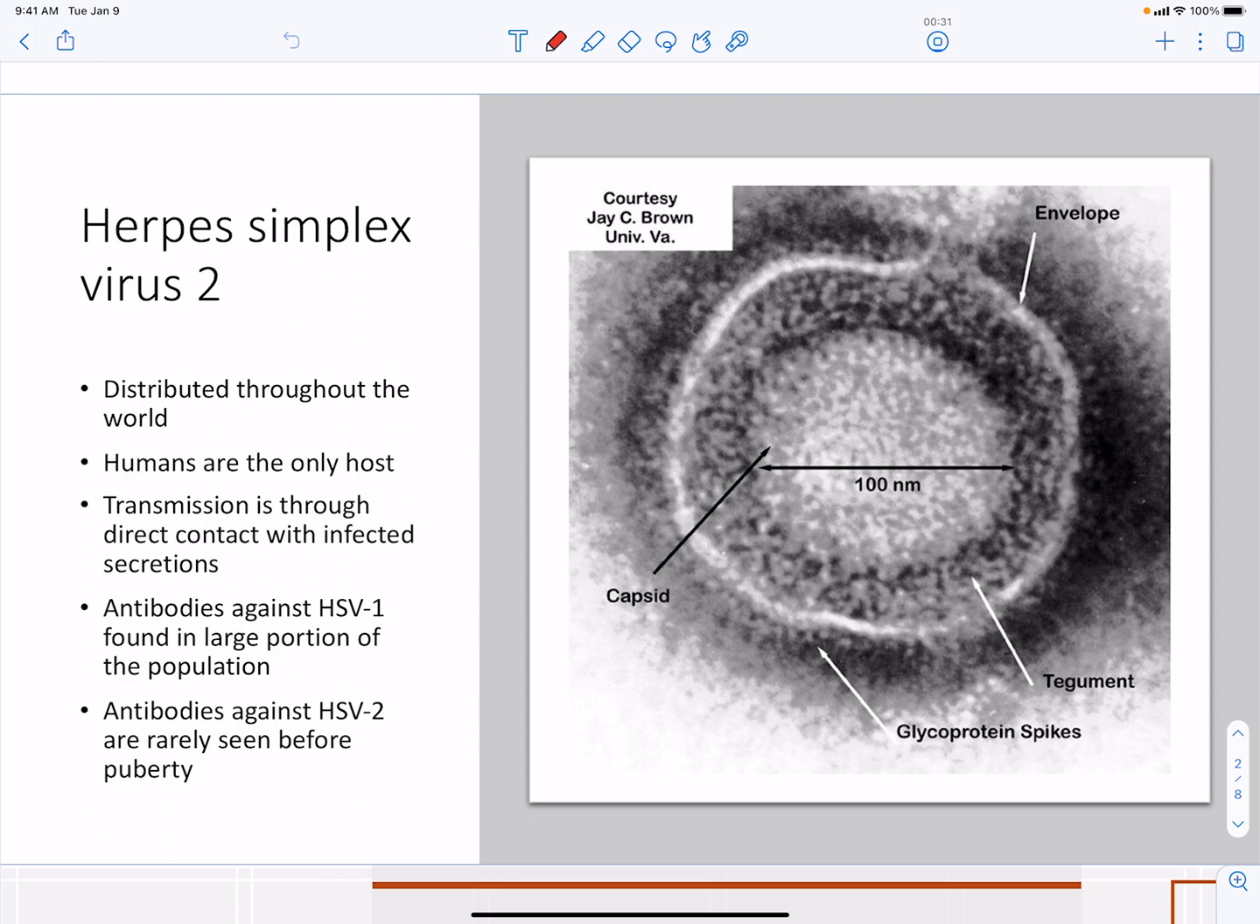A large portion of the population has antibodies against herpes simplex virus 1, which typically causes cold sores. Antibodies against herpes simplex virus 2 are rarely seen before puberty.